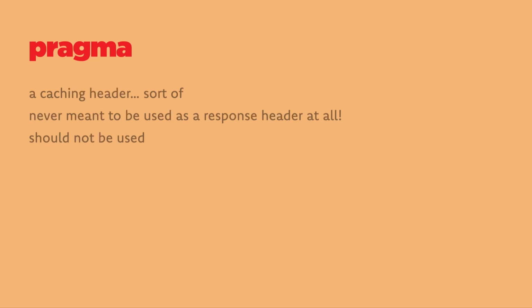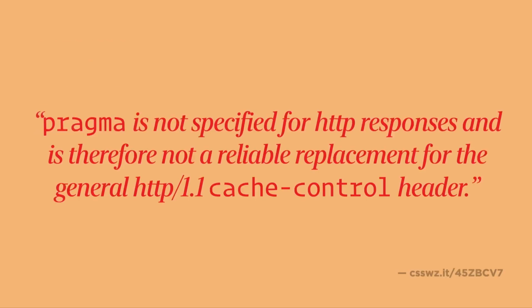It was a request header for H1.0. For backwards compatibility reasons and sort of paving the cowpath, people in H1 started using it wrong, so H1.1 allowed it to be used a bit differently, or rather, implementers allowed it. What you'll see is the spec says that Pragma is not actually specified for responses, and therefore is not a reliable replacement for cache control. So if you've got Pragma, first thing I would suggest is just get rid of it.